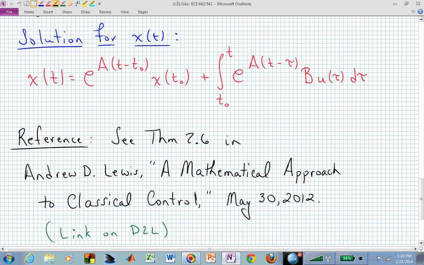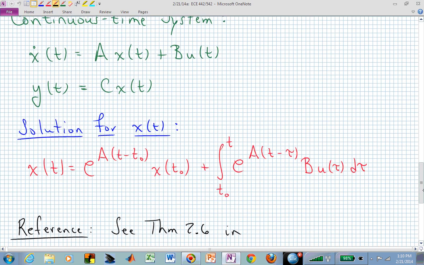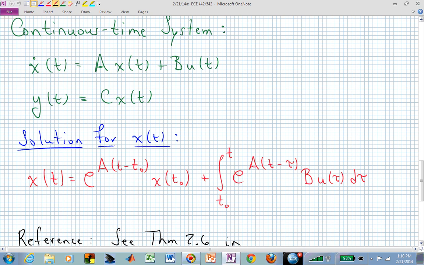If you're interested in where that solution comes from or how to justify that solution x of t to that continuous time state space system representation, you can check out the link that's provided on the course website, on the D2L site, and that is described in Theorem 2.6 in Professor Andrew D. Lewis's notes, A Mathematical Approach to Classical Control. If you're interested then in where that comes from, you need to see that reference, or how you can justify that x of t indeed is a solution to that continuous time system.